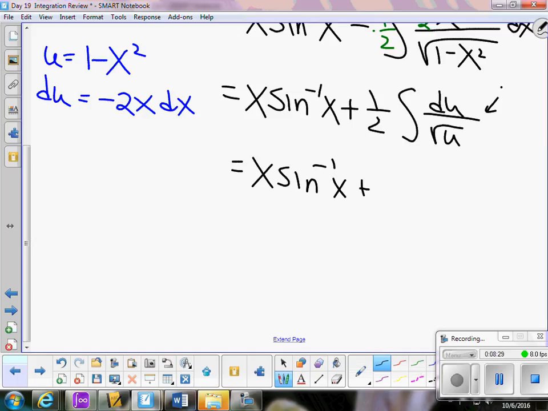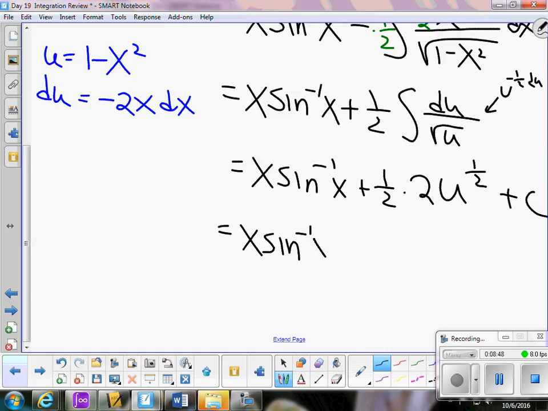But this is u to the negative 1/2 du. You get from the antiderivative 2u to the positive 1/2. Now we just have to put the u back in. The halves cancel. So we have x inverse sine of x plus, that's just u to the 1/2, so it's just minus the square root of x. That's fun. U sub inside of parts.